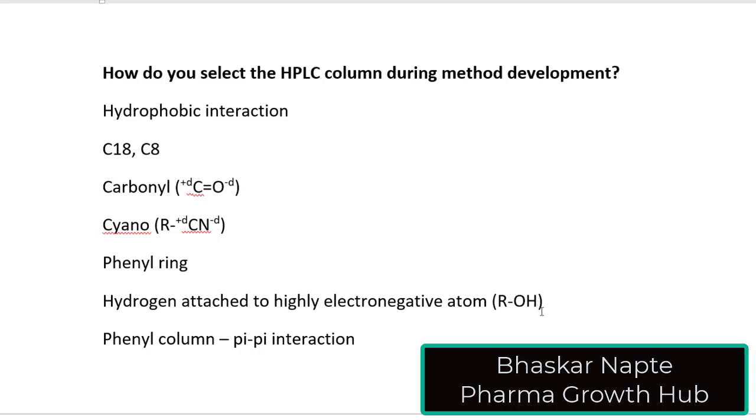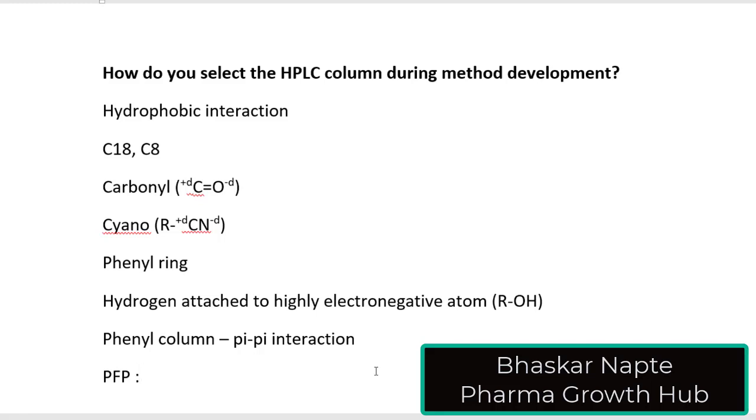So this plus delta on the hydrogen can interact with the pi electrons present on your phenyl column. This is the benefit of using a phenyl column. You can bring the pi interaction or hydrogen bond interaction, because of which a polar molecule can be retained for a longer time. In case a molecule is highly polar and is not at all getting retained even on the phenyl column, you need a stationary phase which is highly polar in nature, and that's where the pentafluorophenyl stationary phase comes into play.